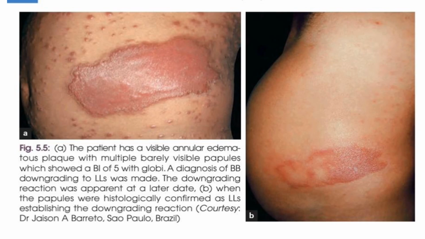This patient has a visible annular edematous plaque with multiple barely visible papules, which showed a bacillary index of 5 with globi. A diagnosis of borderline downgrading to lepromatous was made. The downgrading reaction became apparent at a later date, when the papules were histologically confirmed as lepromatous leprosy, establishing the downgrading reaction.